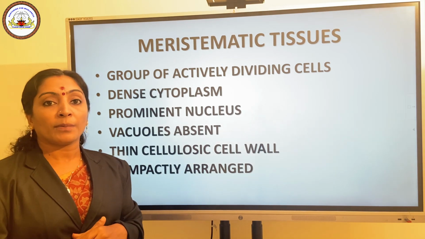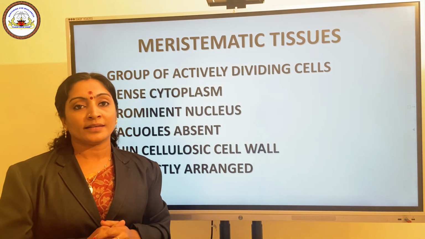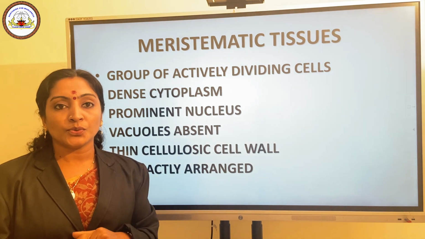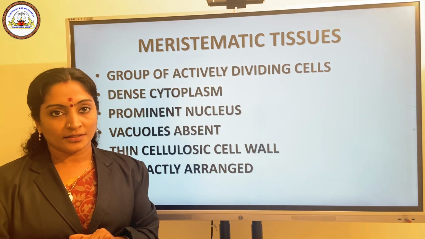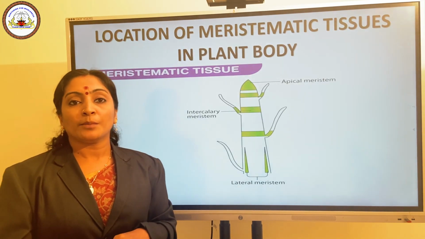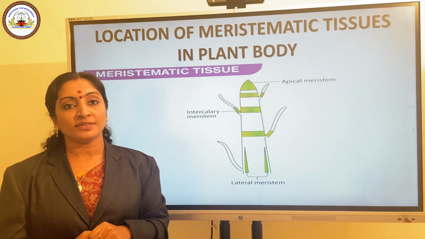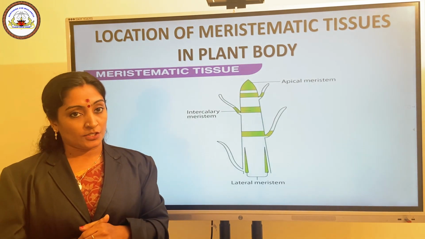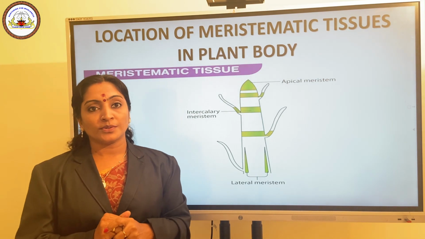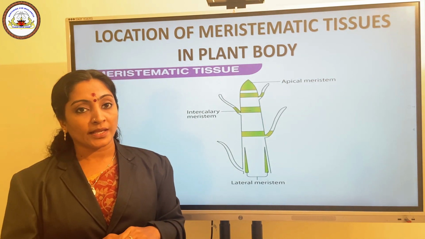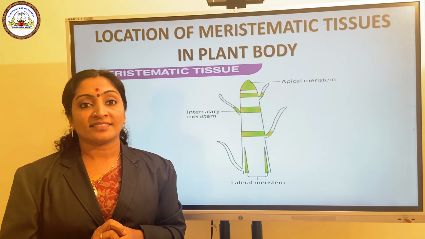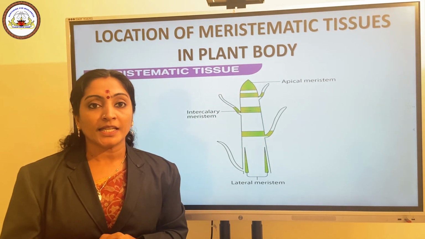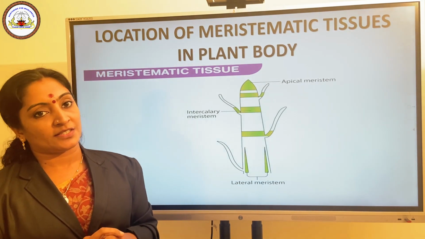And the cells are compactly arranged without intercellular space. What is intercellular space? The space between two adjacent cells. Okay. So we have seen the important features of meristematic tissues. Next we will see the three types of meristematic tissues. Meristematic tissues are divided into three on the basis of their location. So that is apical meristem, intercalary meristem and lateral meristem.